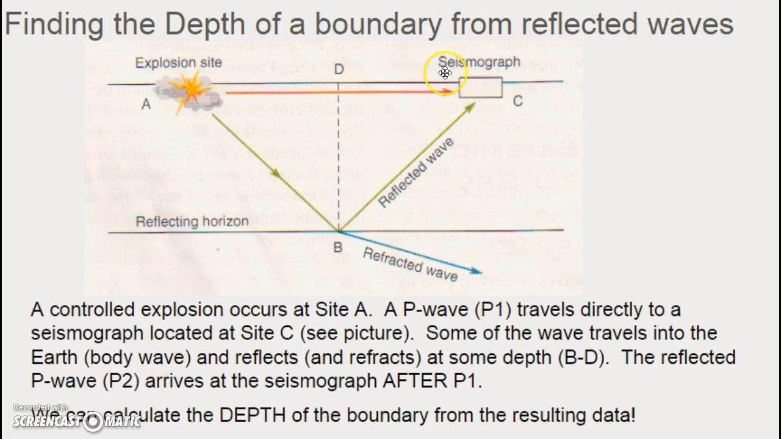I need you to observe that we're going to be using triangles. We're going to be cutting this picture in half. See the dotted line? We're going to be solving for the distance between B to D. That's a depth. So it's a side of a triangle. We just created a right triangle. So that means we're going to have to do some calculations.